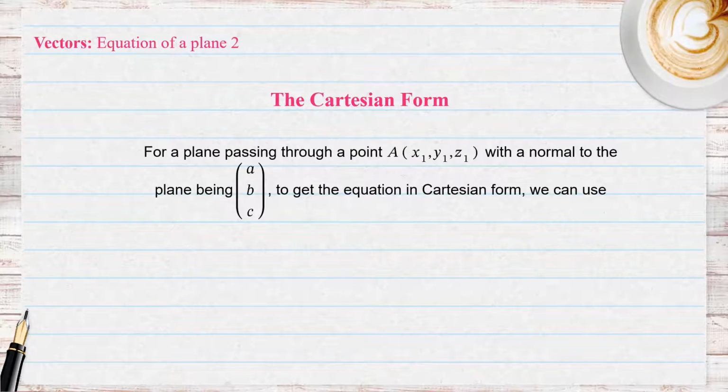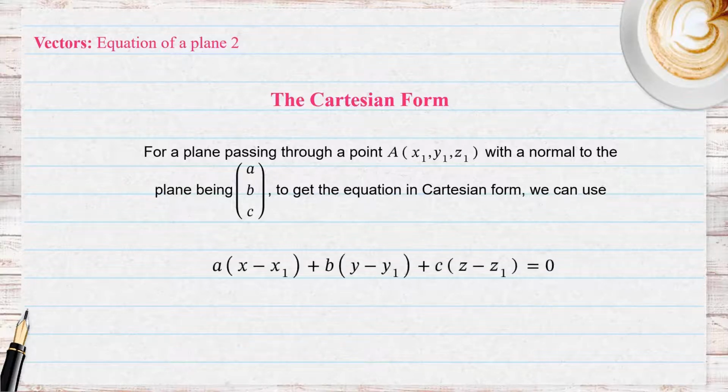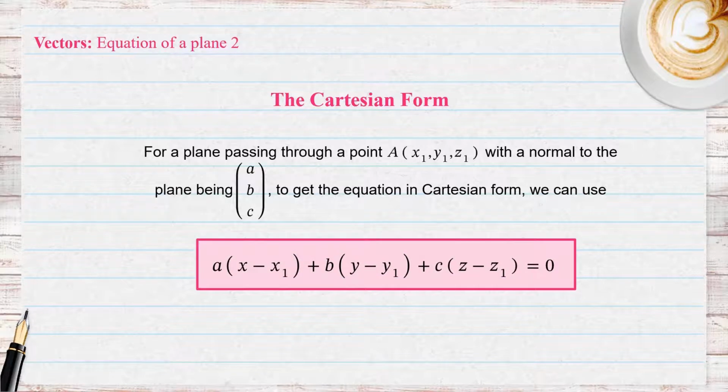So in general, for a plane passing through a point A of coordinates (x1, y1, z1), with the normal to the plane being the vector (a, b, c), we can write the equation of the plane in Cartesian form as a(x − x1) + b(y − y1) + c(z − z1) = 0. So this is again important.